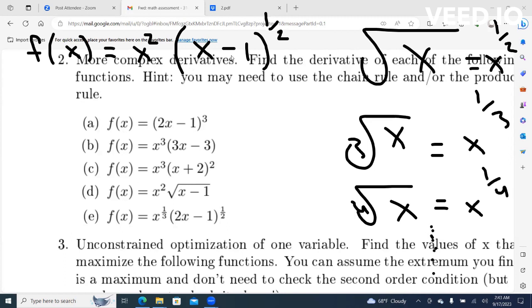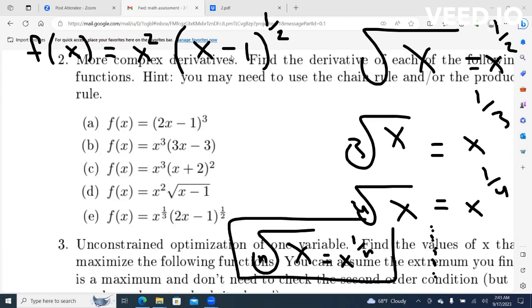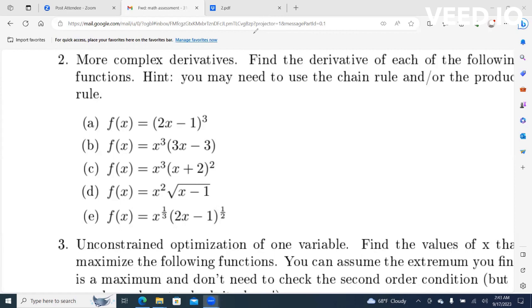We're just going to erase this because it's so silly. But what do we say? The nth root equals x to the 1/n. There's a basic algebra rule there. So we didn't need that, but I just wrote it because I felt like it. So back to the point, D is f of x equals x squared times x minus 1 to the 1/2. And it's all of the above. It's a product rule and it's a chain rule.